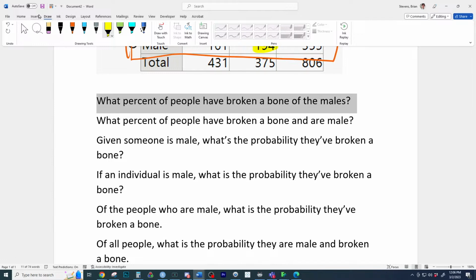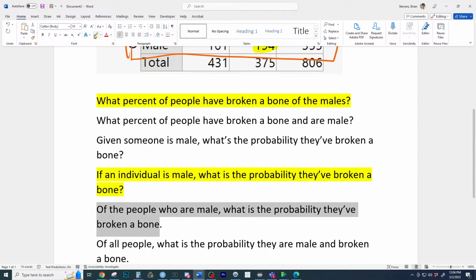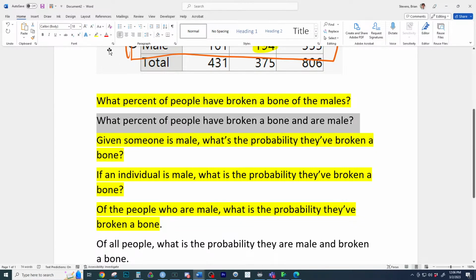We're going to highlight the ones that are similar, that would come to the same conclusion. This, if an individual is male. This, of the people who are male. This, given someone is male. What percent of people have broken a bone? Oops, I didn't want to change color right there. So these two are actually different.